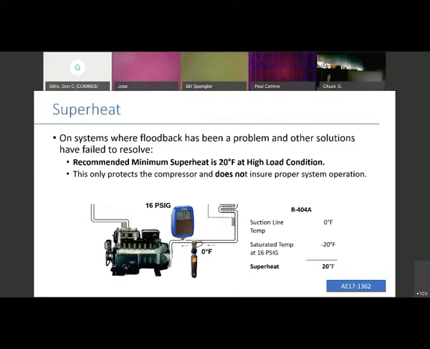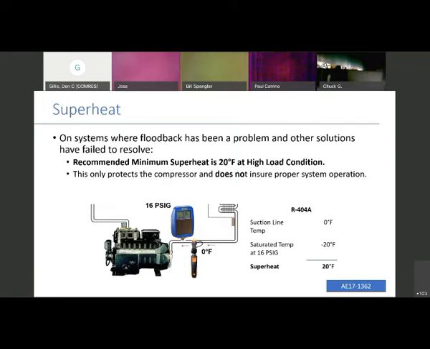So here's an illustration of a superheat on systems where floodback has been a problem and other solutions have failed to resolve it. Emerson is going to recommend a minimum superheat of 20 degrees at high load condition. And notice that says high load condition. So what we're saying there is we want the peak of the day, let's pretend it's 1 o'clock in the afternoon, the supermarket's really cranking people in and out, maybe it's a holiday weekend, 4th of July, all the doors on the coolers are opening up, so we're in a high load condition. Why? Because we lose more compressors on low load conditions than we do on high load conditions.